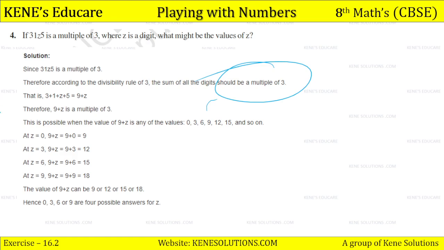So at z is equal to 0, 9 plus 0 is 9. At z is equal to 3, 9 plus 3 is 12. At z is equal to 6, 9 plus 6 is 15. At z is equal to 9, 9 plus 9 is 18. The value of 9 plus z can be 9, 12, 15 or 18. Hence 0, 3, 6 or 9 are four possible answers for z.